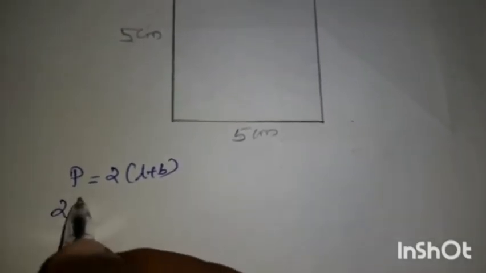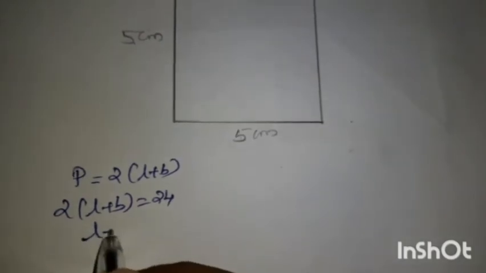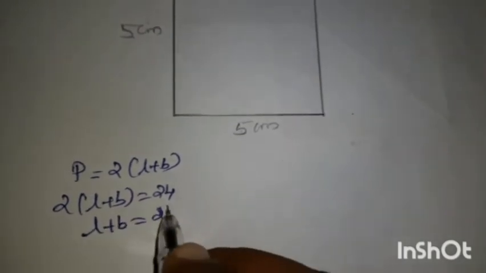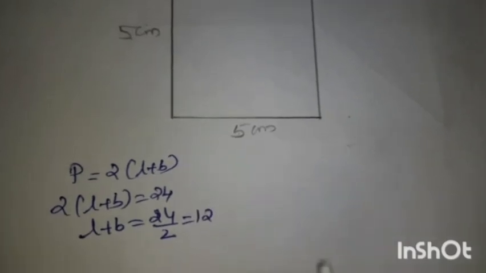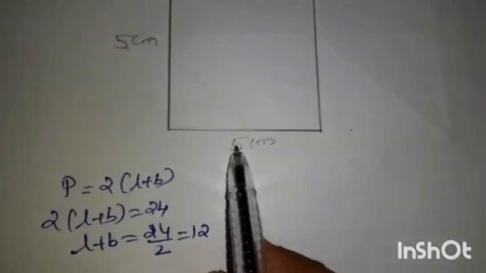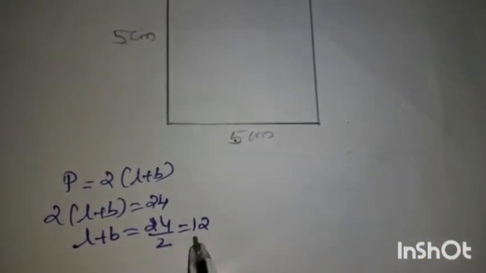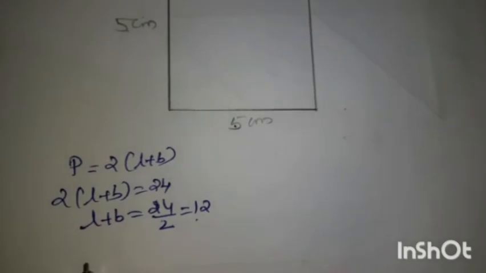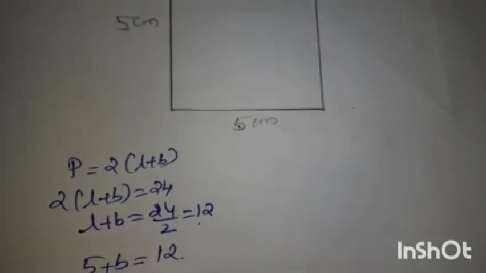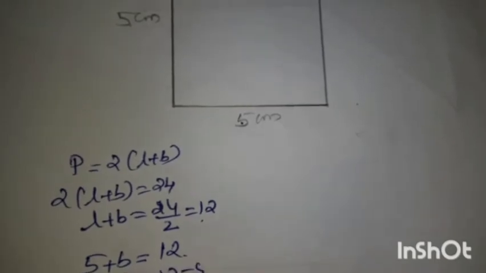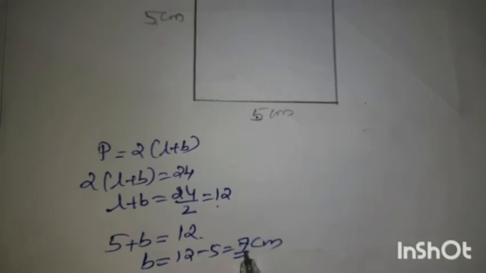So 2 into (L plus B) is how much? 24. So I can write L plus B as 24 divided by 2. It is 12. So one side is given as 5 centimeter. The other side is not given, but the total perimeter is given. So 5 plus B is equal to 12. How much is B? 12 minus 5 is 7. So the other side of the parallelogram is 7 centimeter.